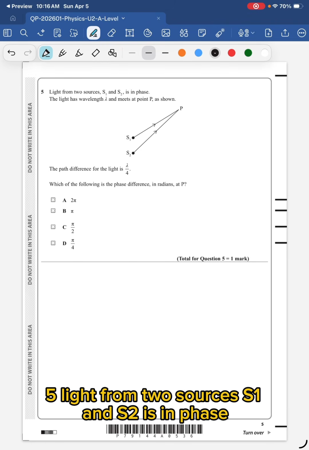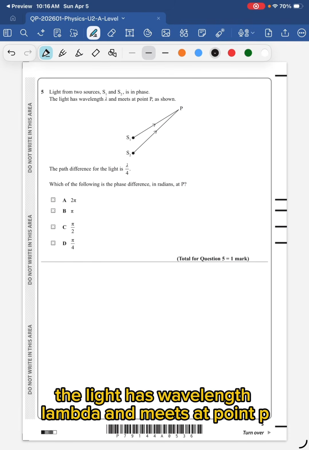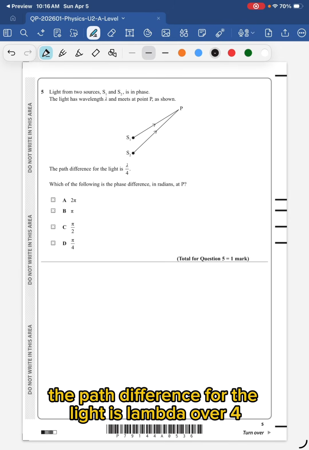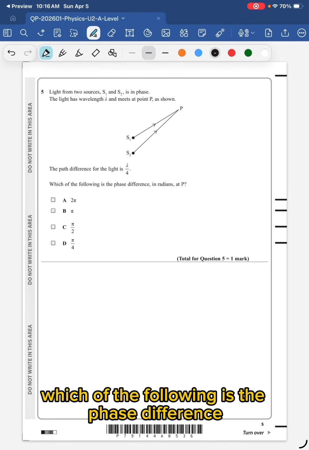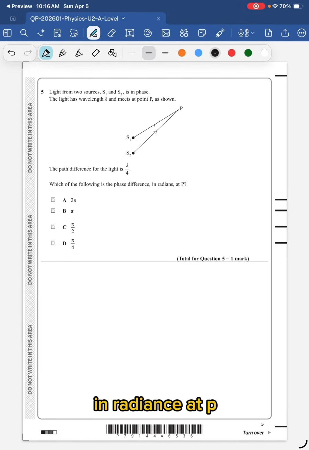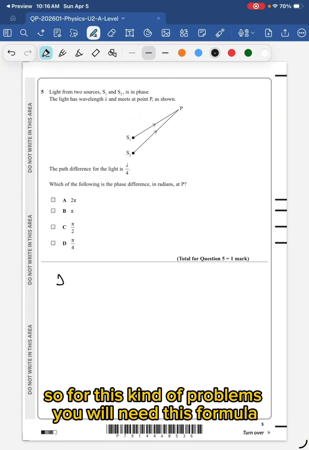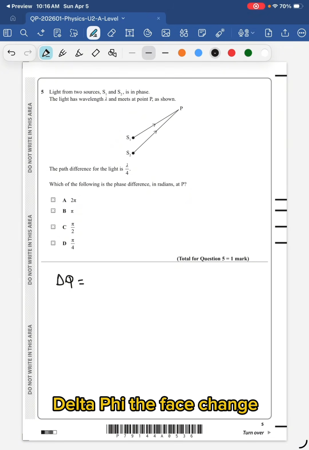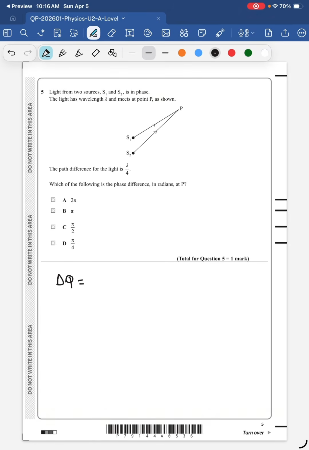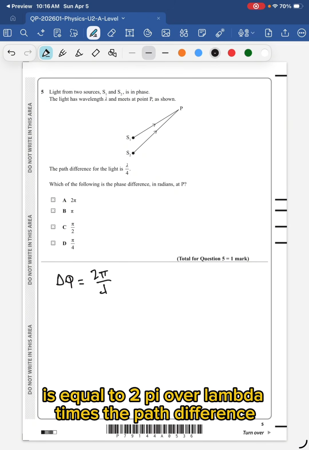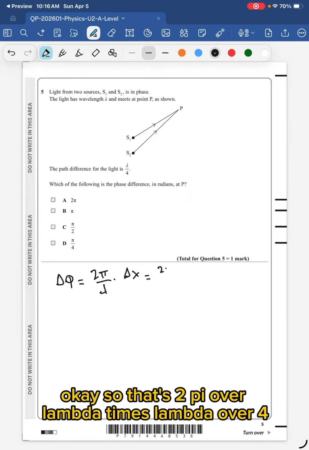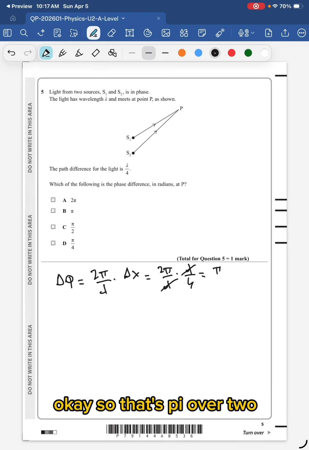Question 5. Light from two sources S1 and S2 is in phase. The light has wavelength lambda and meets at point P as shown. The path difference for the light is lambda over 4. Which of the following is the phase difference in radians at P? For this kind of problem, you will need this formula: delta phi, the phase difference, is equal to 2 pi over lambda times the path difference. So that's 2 pi over lambda times lambda over 4, which is pi over 2, option C.